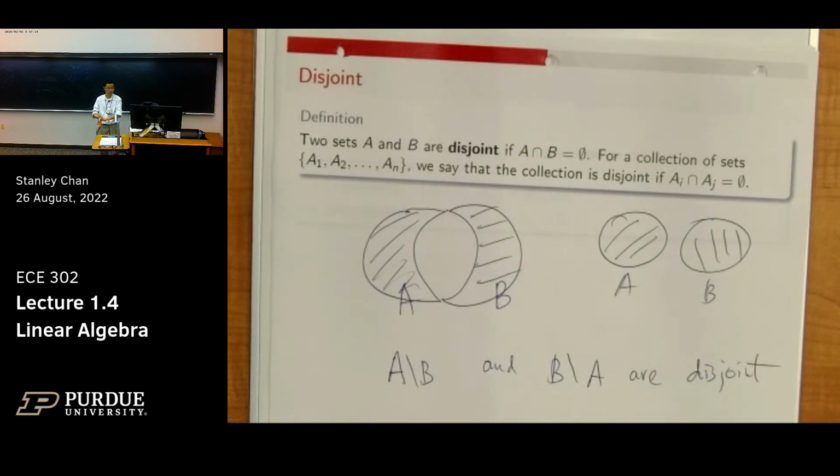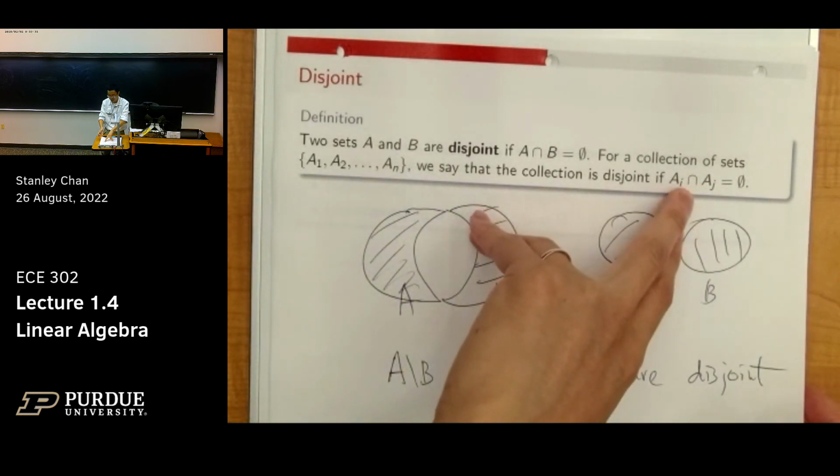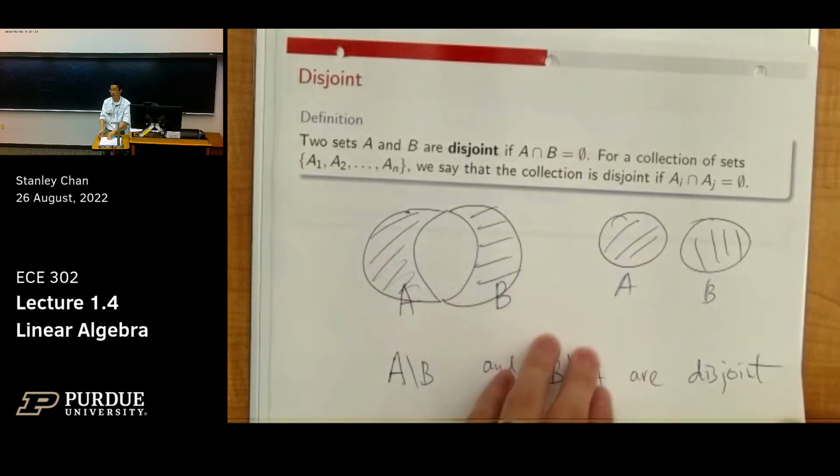Now, if you have a sequence of sets, you can say that they are disjoint if any pair is disjoint.